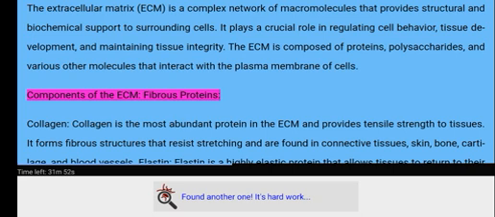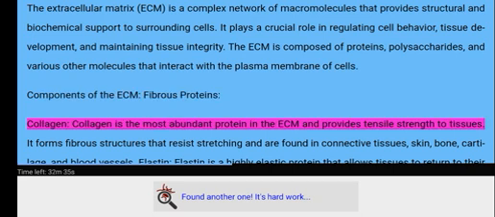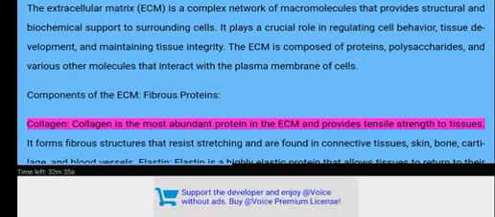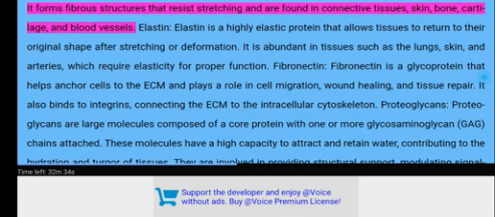Components of the ECM: fibrous proteins. Collagen. Collagen is the most abundant protein in the ECM and provides tensile strength to tissues. It forms fibrous structures that resist stretching and are found in connective tissues, skin, bone, cartilage, and blood vessels.